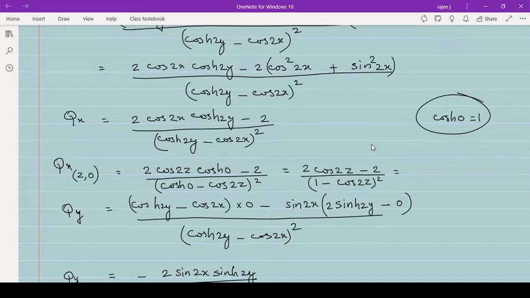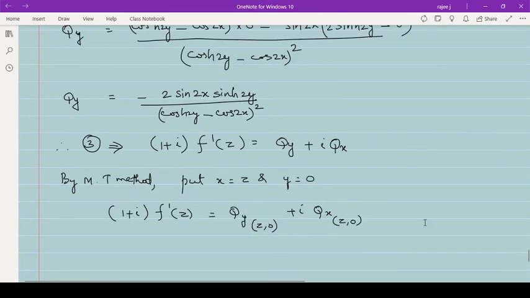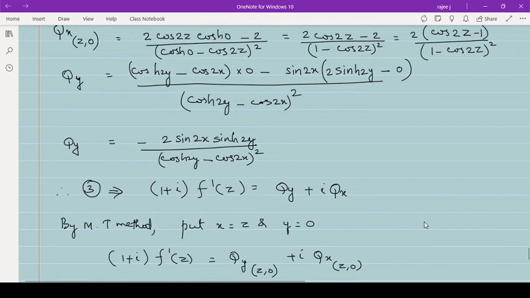This is equal to, now here if you look, take 2 common, so 2 into cos 2z minus 1 divided by denominator 1 minus cos 2z the whole square. So you can cancel one term here, so let it be here. Now we will just write Qy also, this.